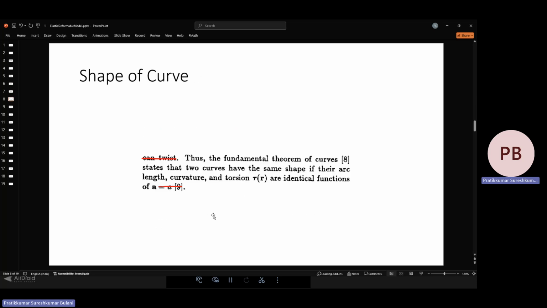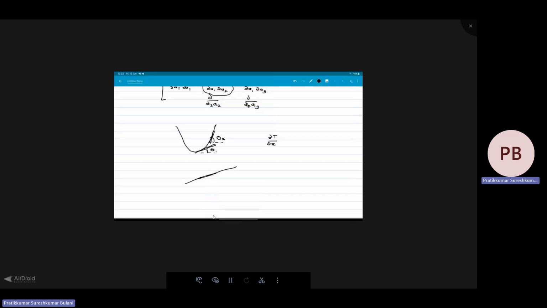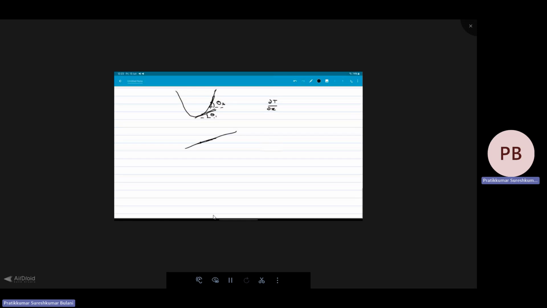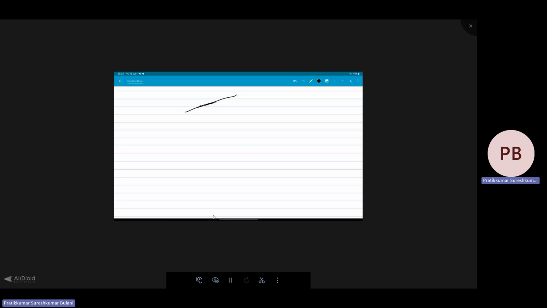Coming back to shape of curve. Okay, so let me talk about what's torsion. Again, you will know because you are from mechanical, but let me quickly cover what's torsion. Again, I'm just giving you intuition about torsion. I'm not covering torsion in detail. If you want to know in detail, Keenan Crane's book will help you. Keenan Crane has a formula for calculating torsion in his book. Okay, let's quickly cover what's torsion.